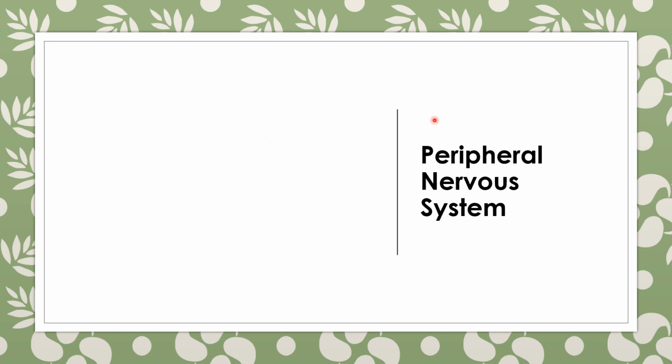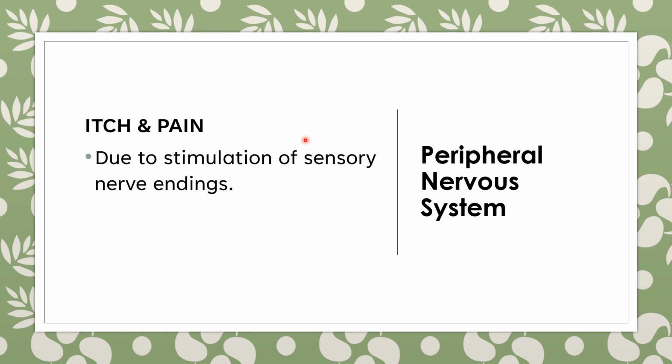For the pharmacological effect of histamine on the peripheral nervous system, histamine causes itch and pain on intracutaneous injection due to a stimulation of the sensory nerve endings.